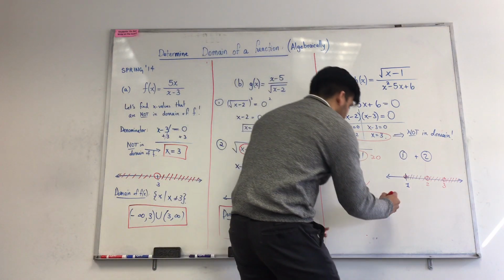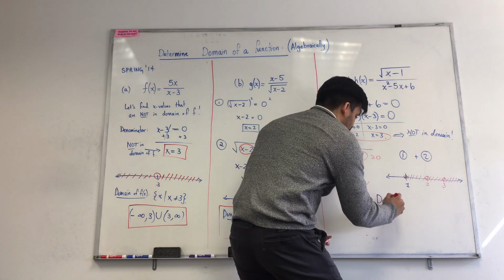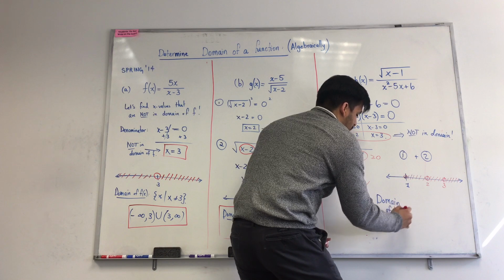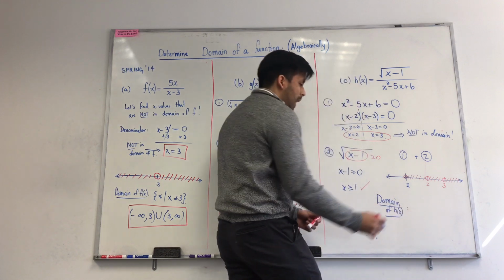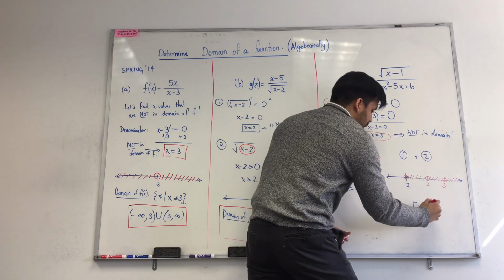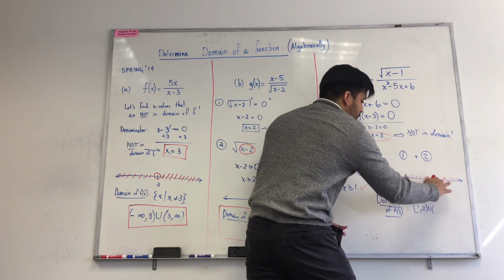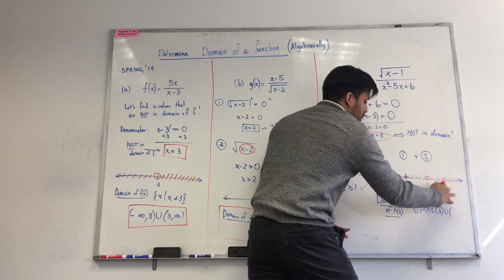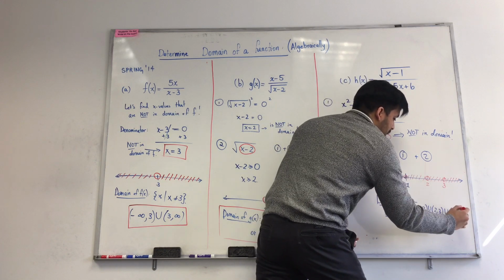So then what would my interval notation be? So the domain of h of x would be everything from 1 all the way to 2, excluding 2, from 2 to 3, excluding 3, 2 and 3, and including everything bigger than 3.